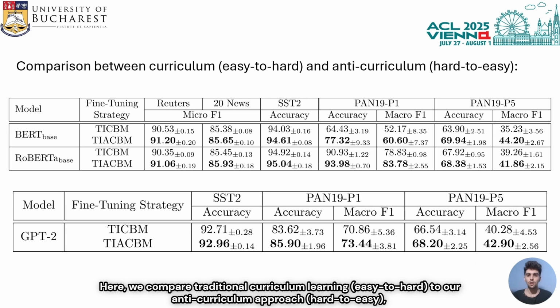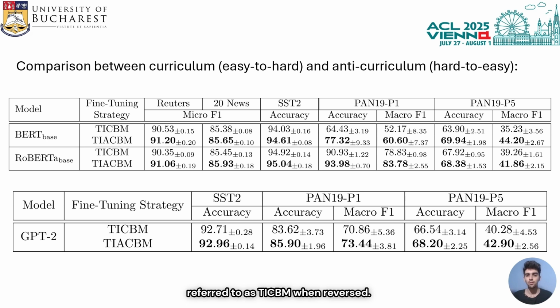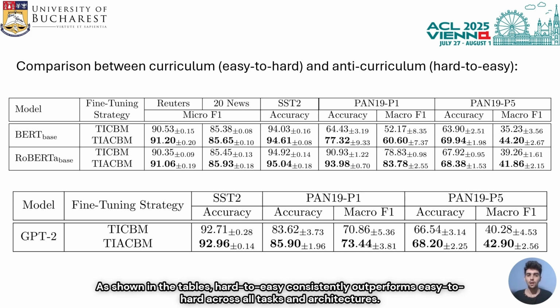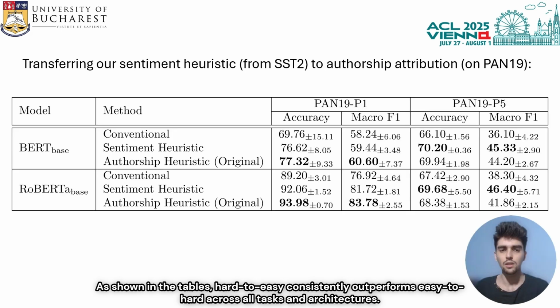Here we compare traditional curriculum learning, easy to hard, to our anti-curriculum approach, hard to easy, referred to as TICBM when reversed. As shown in the tables, hard to easy consistently outperforms easy to hard across all tasks and architectures.